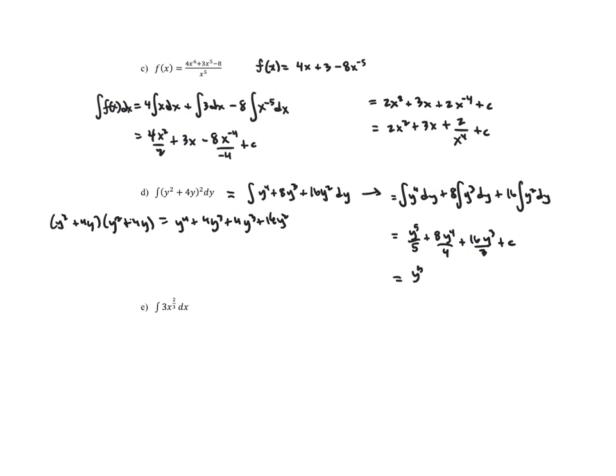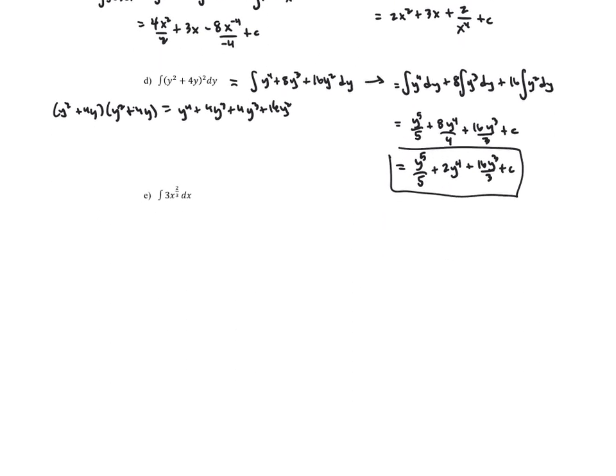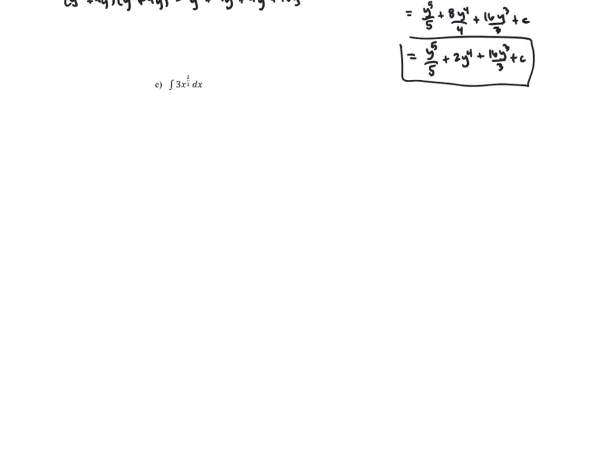Let's see if we can simplify any of that. Y to the 5th over 5, no change. Let's write this as 2y to the 4th plus 16y cubed over 3 plus c. There's our antiderivative of the original expression. Okay, last example. You can see you have a fractional exponent here. So let's just bring the 3 out in front to limit any confusion and use this rational exponent in order to integrate. All right, so I'm going to add 1 to my exponent.